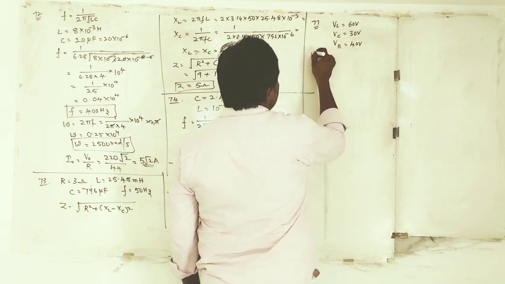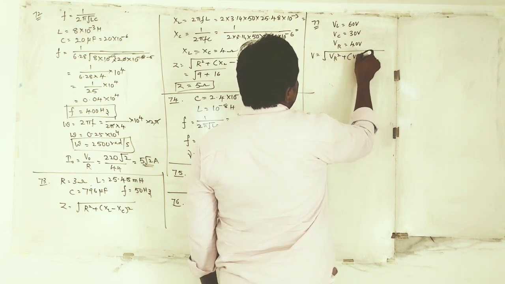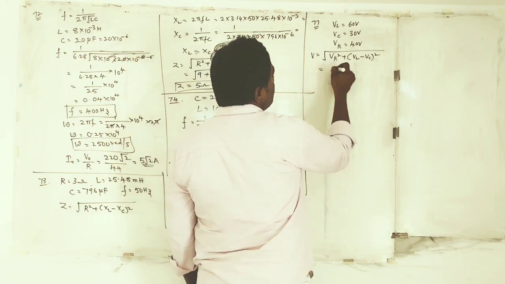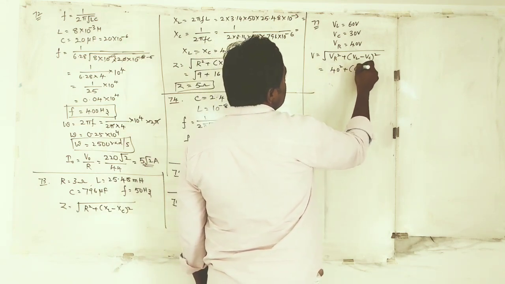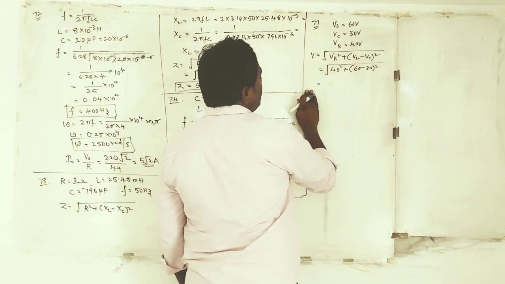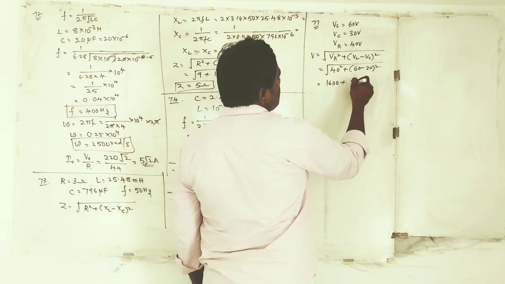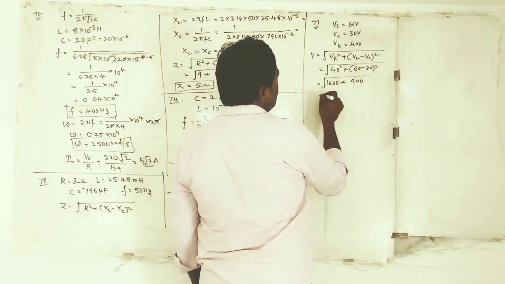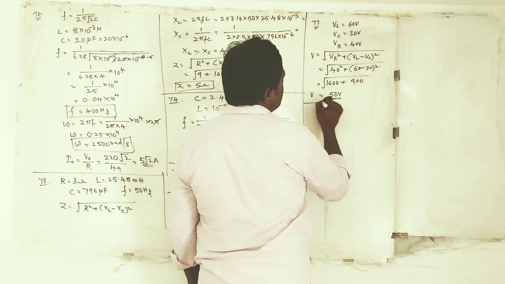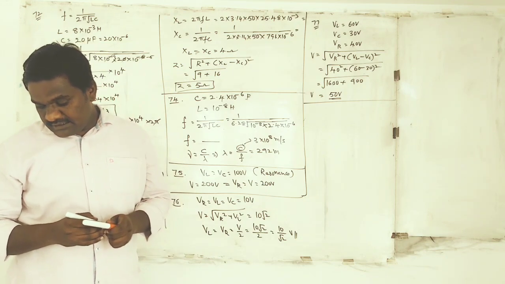Then what is the supply voltage formula as per the synopsis? V is equal to root of VR square plus VL minus VC whole square. Now you substitute here. This is 40 square, 60 minus 30 whole square under root. So this will be 1600 and this will be 30 square, which is 900. Then you will get 2500, whose root is 50 volts. So your option is C.